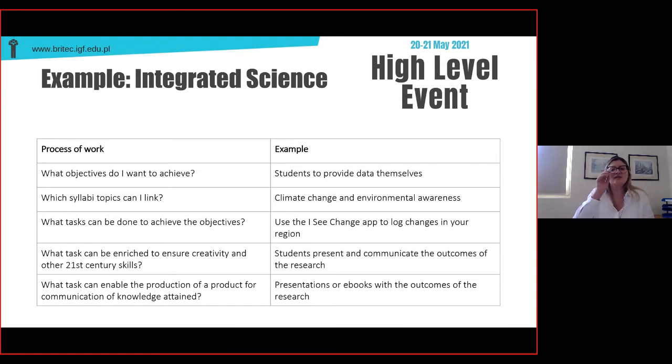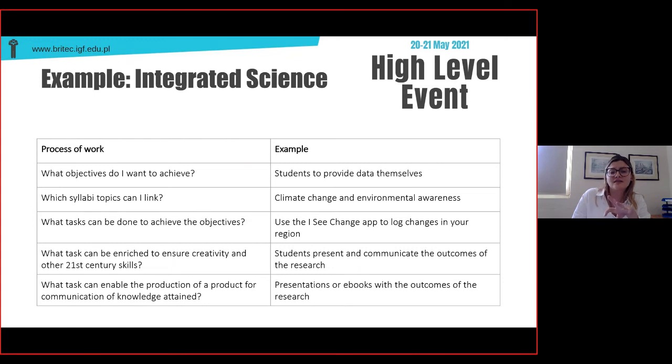So this one was an example with students of integrated science in the secondary school, so about 12 years of age. And the task I wanted to achieve, in relation to citizen science, was students providing data themselves. I always make sure to link to the syllabi topics which I already need to cover. So integrating and fostering creativity and using citizen science is not extra. But it can be enrichment, obviously, but in this way, I integrate it into what I already need to do in class. So I picked the topic of climate change and climate awareness. The task that the students needed to do was use the iCC Change app. They logged changes that they were noticing in our country in relation to climate change and the environment, etc.